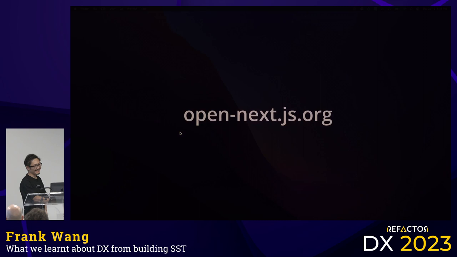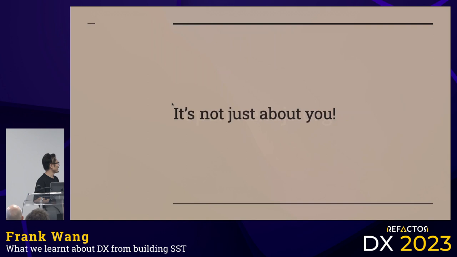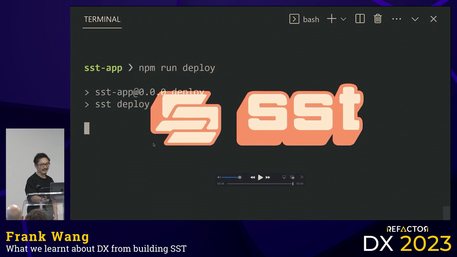So hopefully by that, we capture people, and whenever they think about Next.js on AWS, they think about SST. That's all we're trying to do. I think we're running short on time, so I'll just quickly go through the rest of the slides.